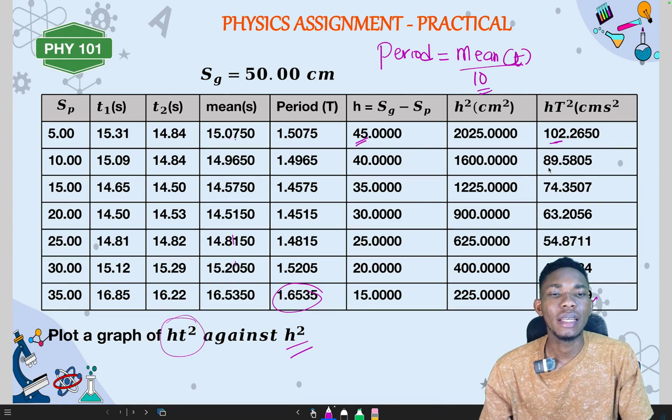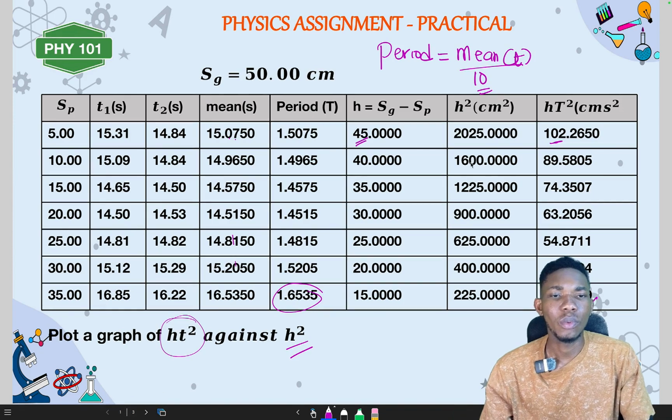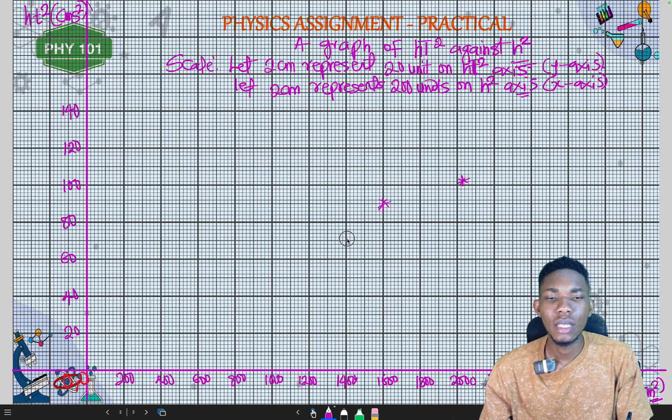The other one is 89 and 1600. So 89 will be very close to 90. If yes, 80, the middle one is 90. Are you getting it? So 89 will be very close to this, and this one is what? 1600. So you mark that point. Then the other one is 1225 and then 74. 74 will be very close to 70. This is 70. 74 is just a line above 70. Are you getting it? Or 2 lines above 70, 74.